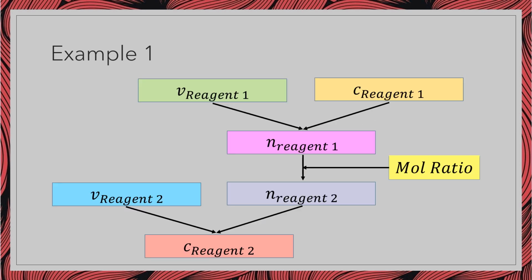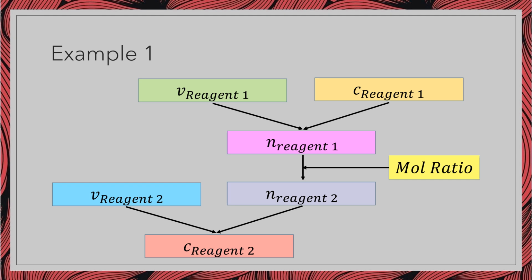Now, how do we do it? This is how we do it. This is a flow chart. If you're good with flow charts, we use volume and concentration of our first reagent that's known to calculate the number of moles of the reagent that's known. We then use our mole ratio to calculate the number of moles of reagent that we should have at equivalence. We can then use the volume of the reagent and the number of moles to calculate the concentration of our second reagent. Okay, so this is our flow chart.